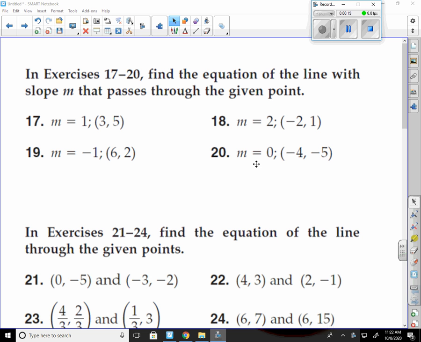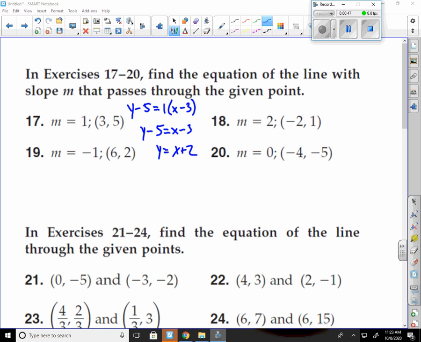Number 17. Find the equation of the line with the slope m that passes through the given point. In order to do this, we put it in point-slope form first. Y minus y1, which is 5, equals m, which is 1, times x minus x1, which is 3. It gives us y minus 5 equals x minus 3. Add the 5 over, y equals x plus 2.